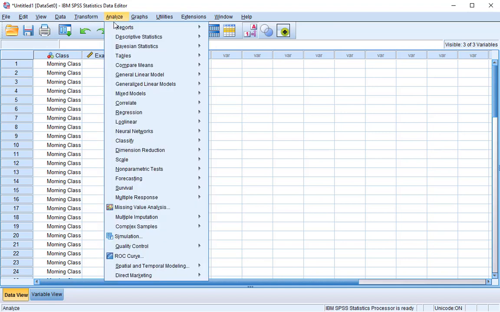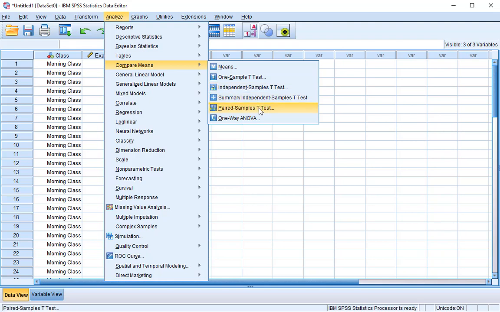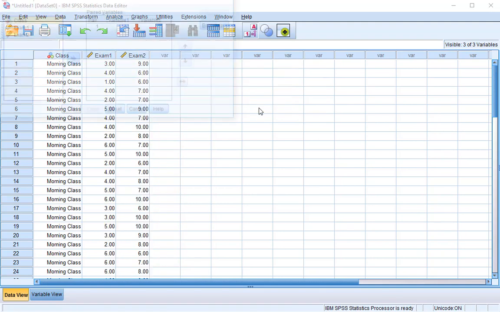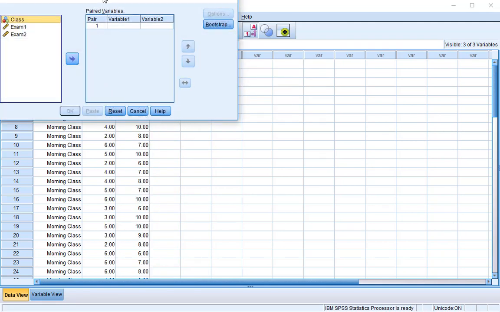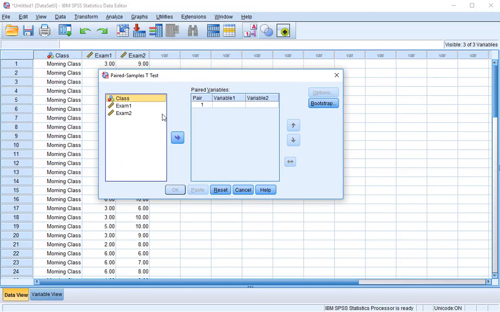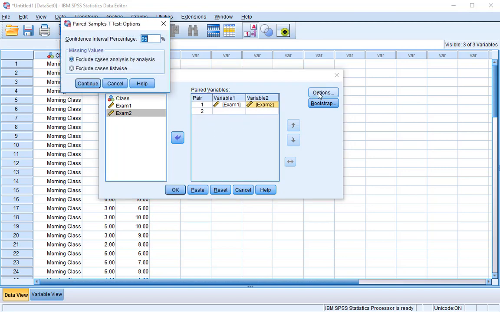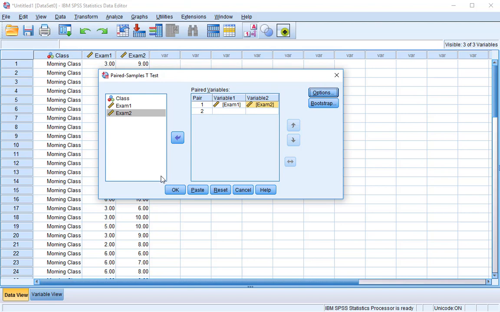Click Analyze, Compare Means, Paired Samples t-test. We see a different sort of window pop up. We have pair 1, variable 1, and variable 2. This time we're not bringing class into it. We just want to know, is there a difference between exam 1, bring that over to variable 1, to exam 2, and we'll bring that over to variable 2. Our options are the same as before. We are still going to use an alpha of 0.05, and we'll hit continue and press OK.